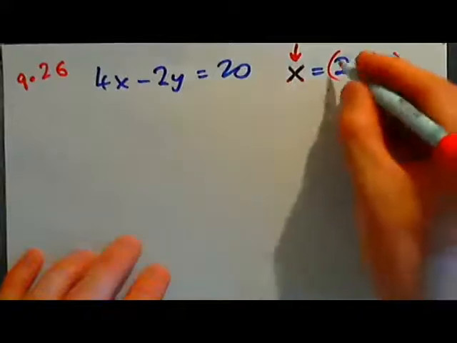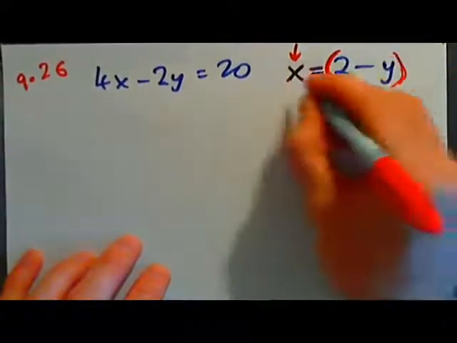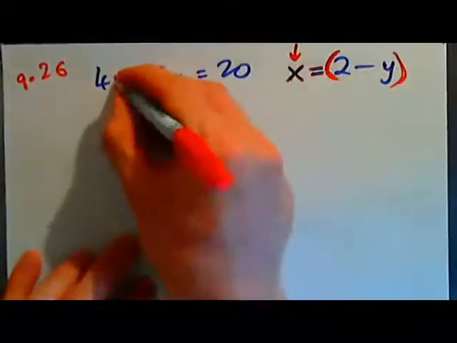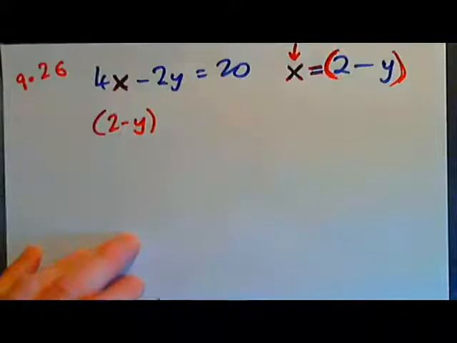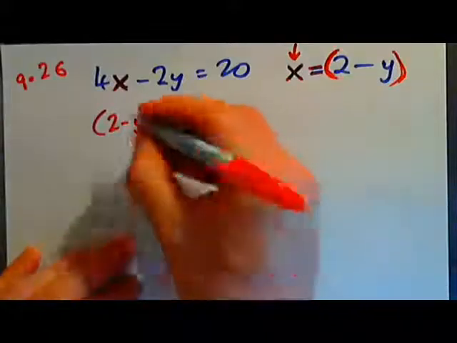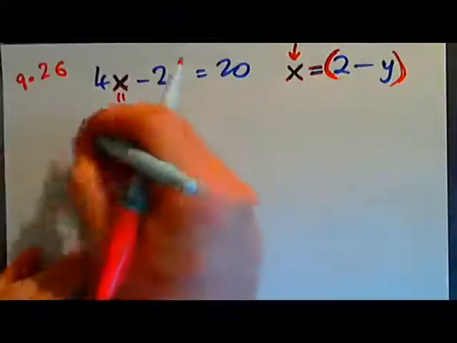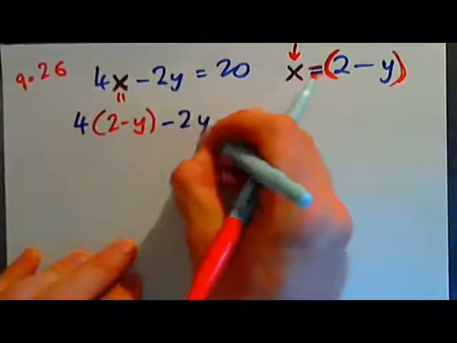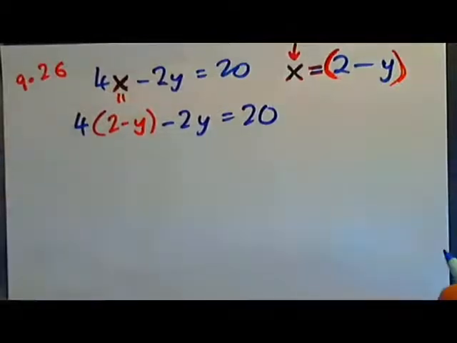Well, this says x equals this, so this is the same as x. So in place of this x here, I can put 2 minus y, because x is equal to 2 minus y, right? Right. So everything else is written out the same then, like that. Is that what you're saying? I think that's what I did, yeah. Right, good, good.